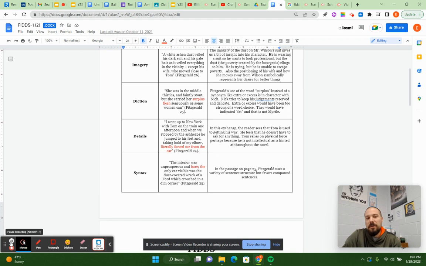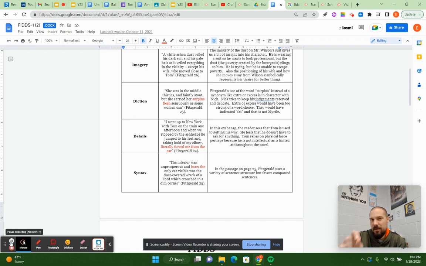And so the example here, "I went to New York with Tom on the train one afternoon, and when we stopped by the ash heaps, he jumped to his feet and taking hold of my elbow, literally forced me from the car." Okay. And so in this exchange, literally forced me from the car. Literally means not figuratively. So he is actually, not exaggerating, pushing him out of the car. Okay.